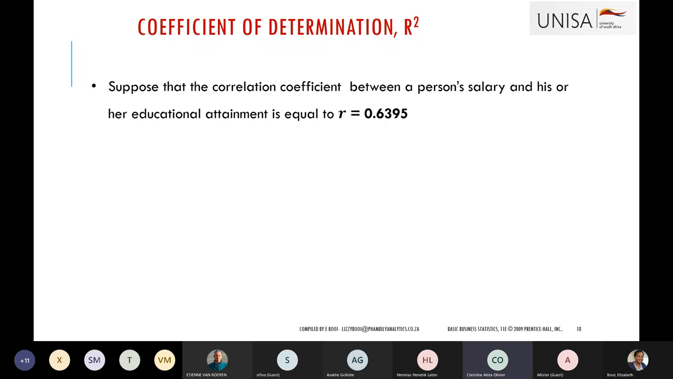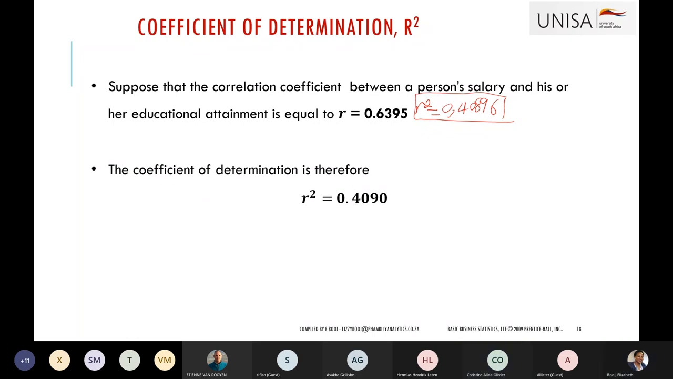I get 0.40896. Which we can round off to that. Okay. And that will be your coefficient of determination.